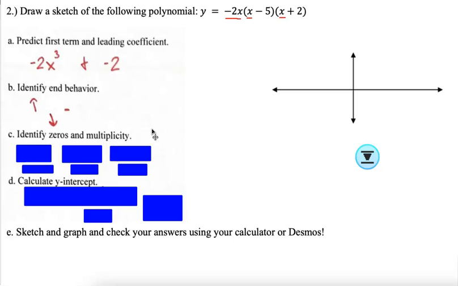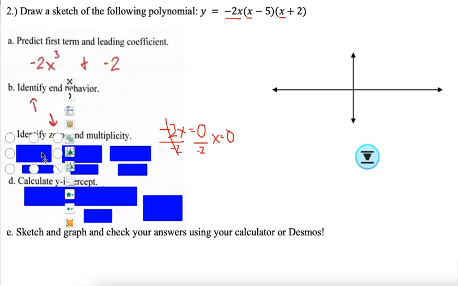Step 3 would be to identify any zeros and if there are any multiplicities. This first one is a little tricky because there's no parentheses. So to find a 0, I can take negative 2x and set it equal to 0. And I would solve this problem by dividing by negative 2 on both sides. Ooh, it's so hard to write on the computer. And 0 divided by anything is going to be 0. So one of your x-intercepts is 0. So essentially, if there is no parentheses, it's going to be a 0.